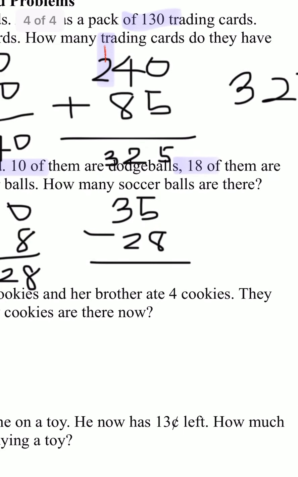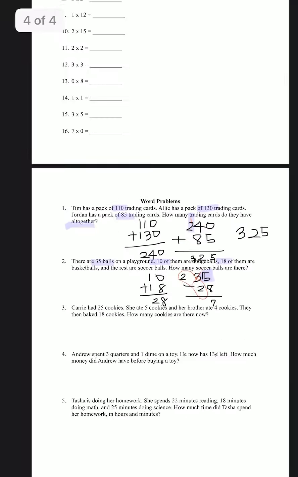Because the number on the top is smaller, we're going to have to borrow 1 tens from the 3. So the 3 is going to turn into 2, and we're going to add 1 tens to 5, so 10 plus 5 is going to be 15, so we can do 15 minus 8 now. 15 minus 8 is 7, and 2 minus 2 over here is 0. So there are 7 soccer balls on the playground.